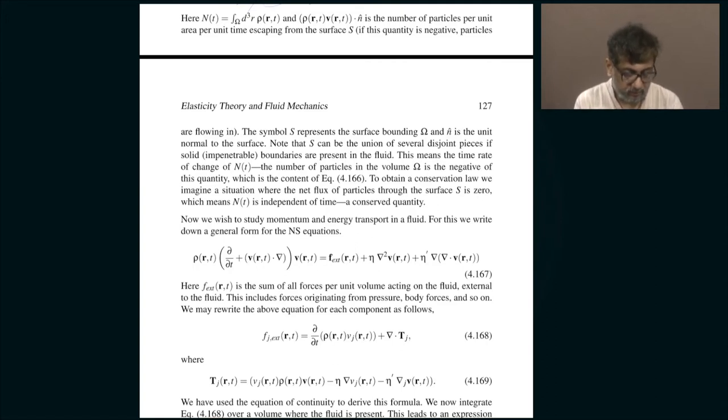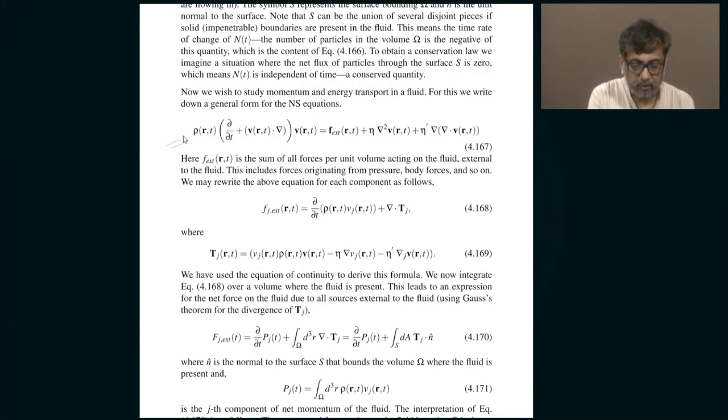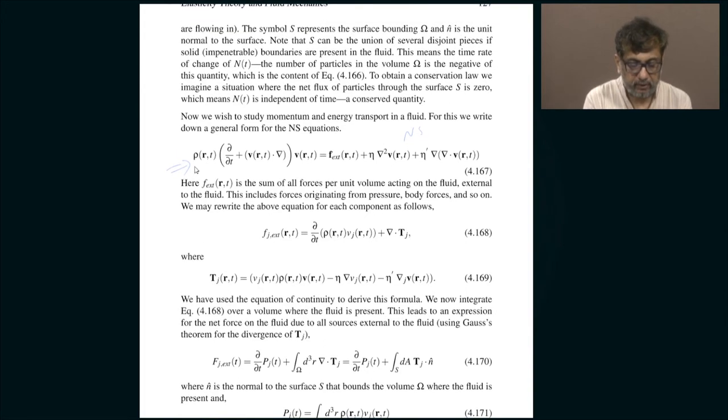equation. So that's the generalization of Euler's equation, including viscosity. Okay, so for this purpose, what we are going to do is the following. This is your Euler equation together with viscosity, which is called the Navier-Stokes equation. So this Navier-Stokes equation is written in this way. So this is clear what this is.